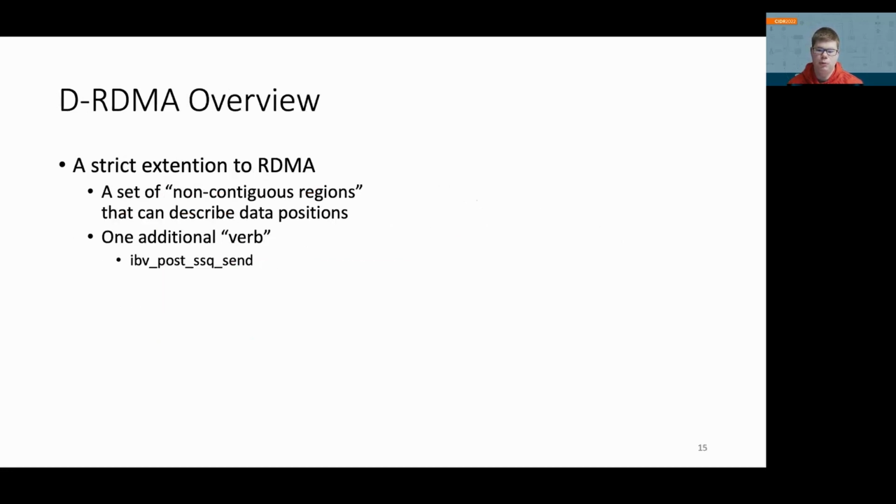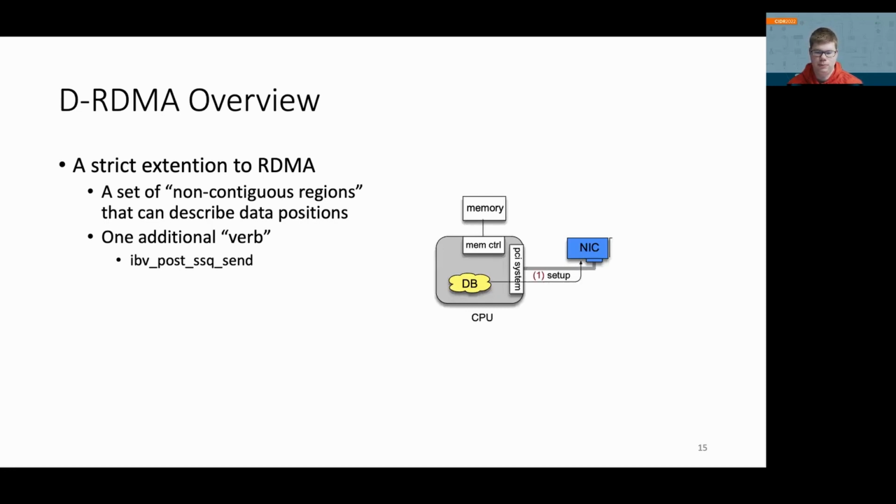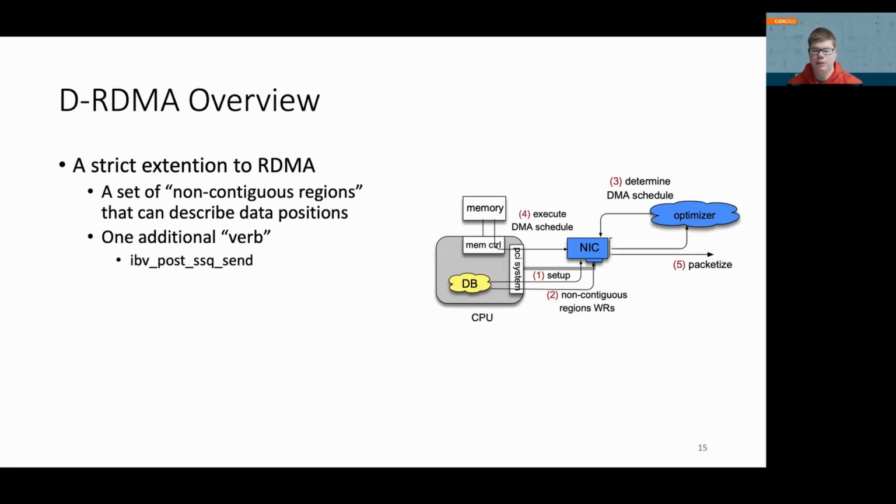D-RDMA is essentially two extensions to RDMA: a more expressive abstraction to describe the data that we call a non-contiguous region, and a shared send queue, which allows us to optimize across connections. Overall, the process is very similar. We initialize the connections and send control data to the NIC, but now the NIC uses an optimizer to determine the DMA schedule, which then executes and finally puts the exact same packets on the wire as RDMA would.